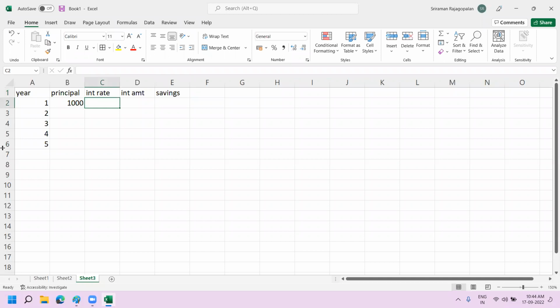So let's take the interest rate for the first year as 6.5%. For the second year, let me take 5.25. For the third year, 5.7. For the fifth year, 4.8. And then 5.01.